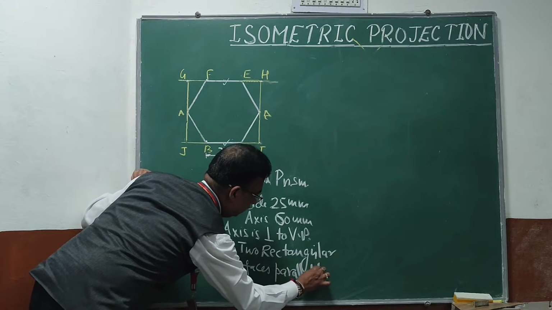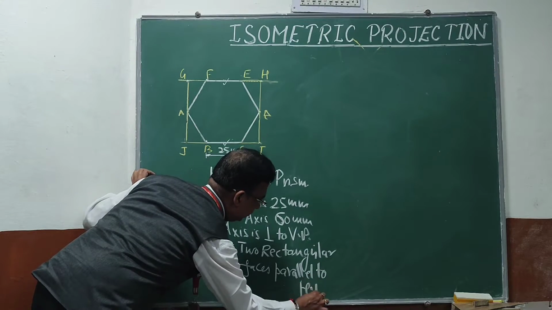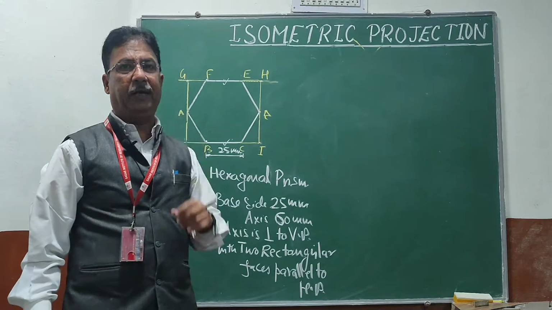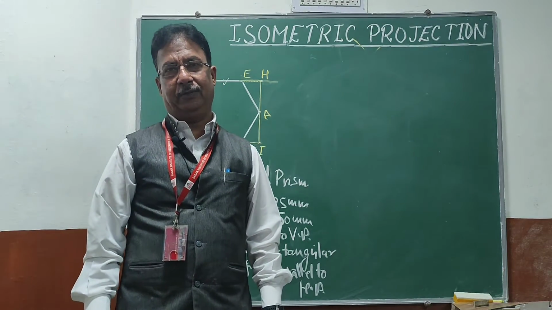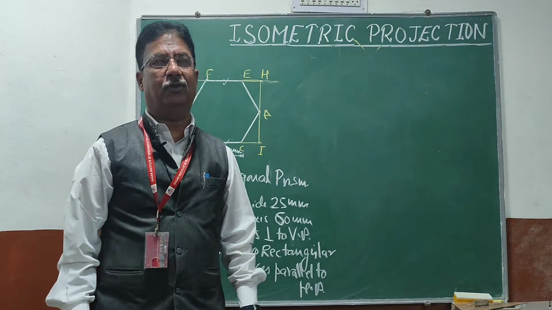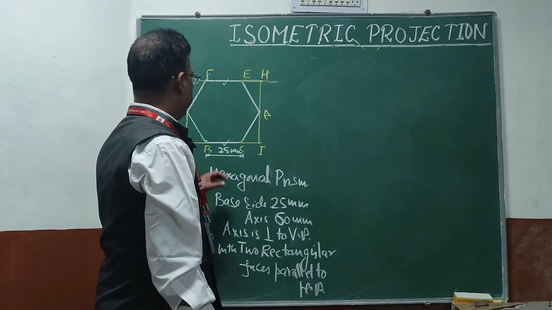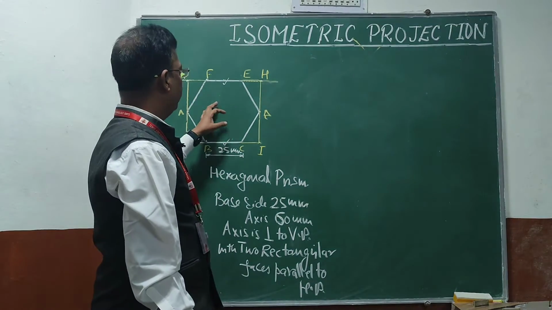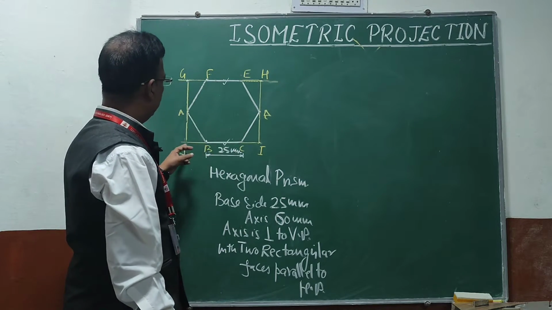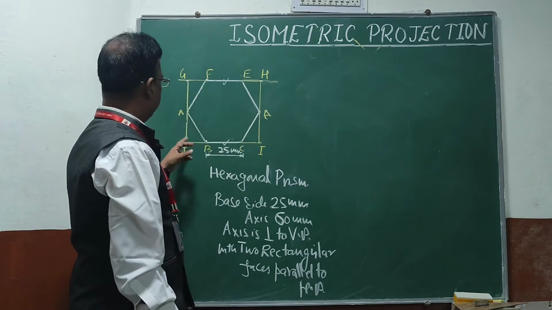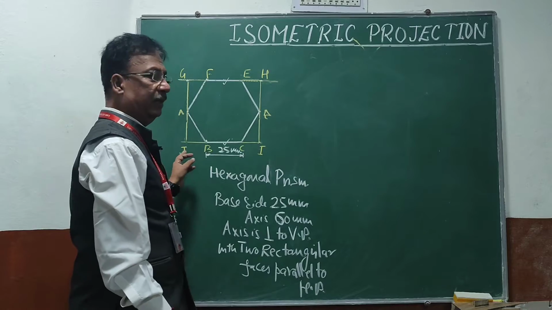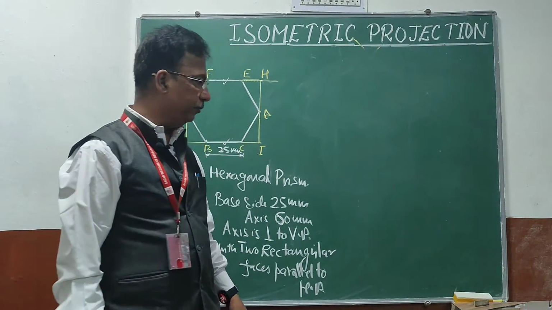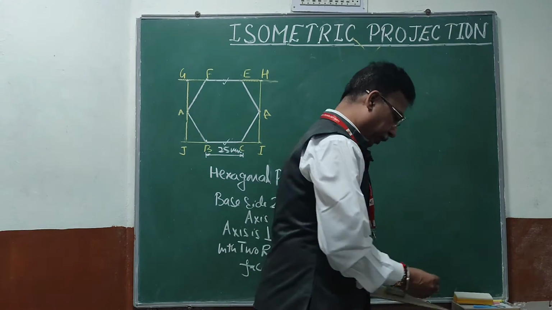So if I look at this figure, this will be the front view of that regular hexagon, that is the base of our hexagonal prism. So initially I will start with this base. Now if this is the front view, then I will bound this hexagon inside this rectangle, that is G, H, I and J, and initially I will plot the isometric of this hexagon.